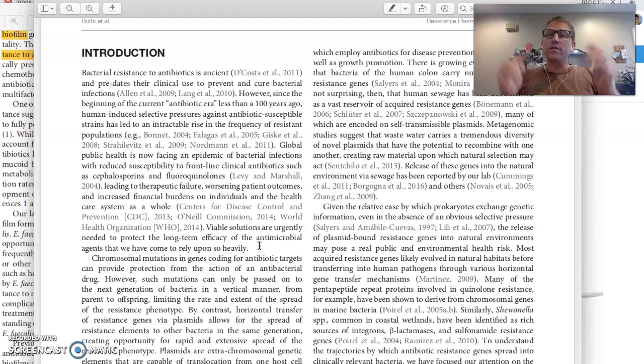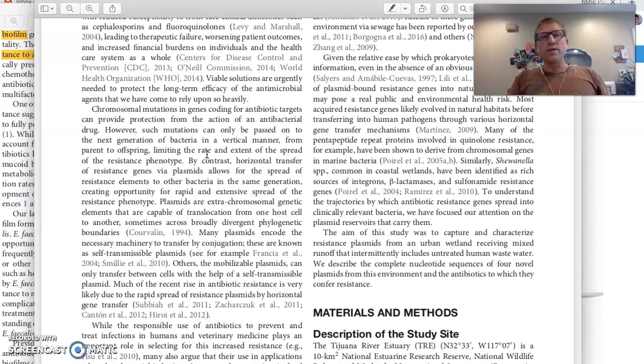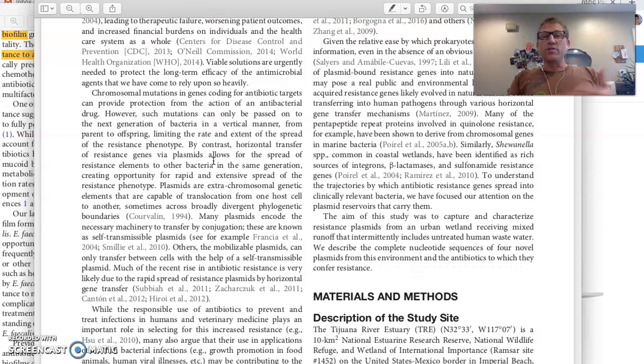And so they're going to further take this issue of antibiotic resistance and start narrowing that down. So they start with chromosomal mutations, but chromosomal mutations can only be passed on to the next generation in a vertical manner, which is going to be relatively slow.